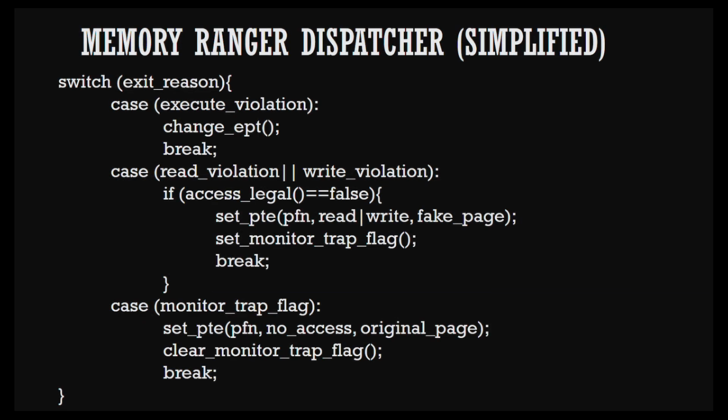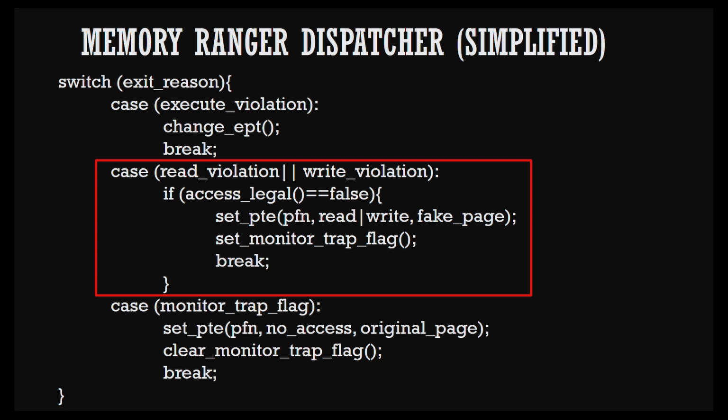To put it in a nutshell, the MemoryRanger dispatcher is here. It processes 3 EPT violations: read, write, and execute, and 1 VM exit. For an execute violation, MemoryRanger changes the pointer to the appropriate EPT structure, so the kernel-mode code continues its execution in the corresponding EPT structure. It looks like swapping context in a user mode application, but for kernel mode drivers.